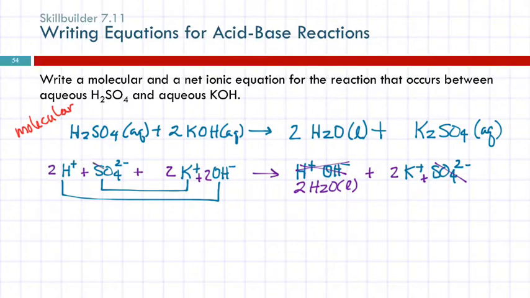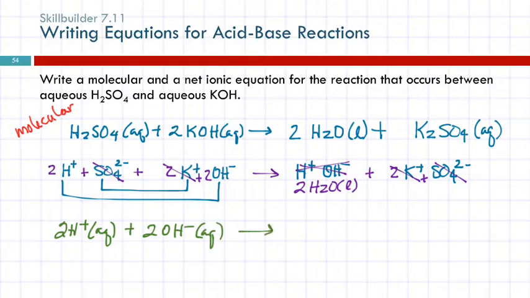Sulfate did not participate, it just watched. What's the other one? Potassium. I've got 2 potassium ions and 2 potassium ions. They were just hanging out and watching what was going on. So then I'm going to copy down what's left. Actually, I think I'll do green. So 2 hydrogen ions and 2 hydroxide ions. That's all that's left on the left side, and on the right side, 2 water molecules, liquid. So this is going to be the net ionic equation.